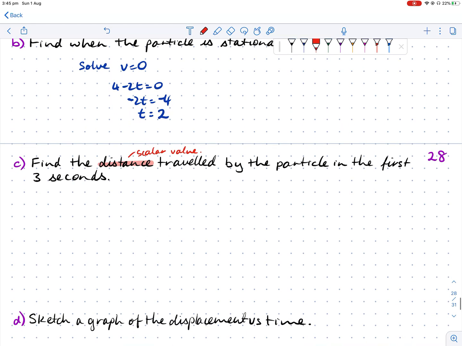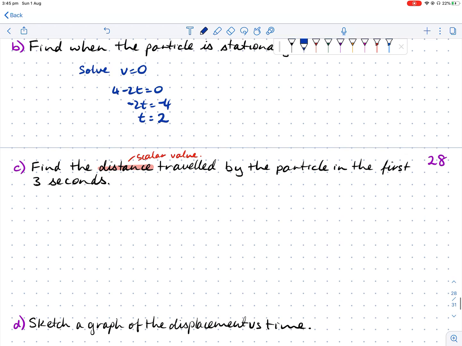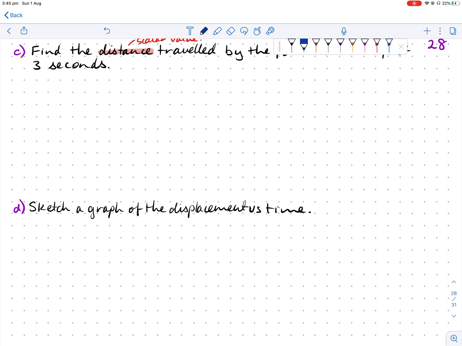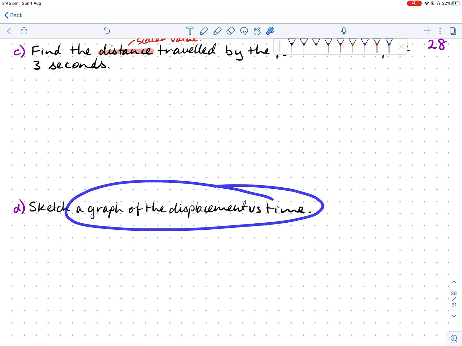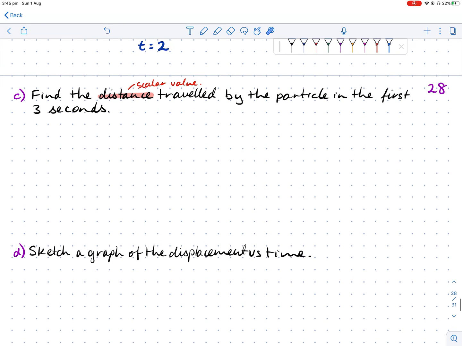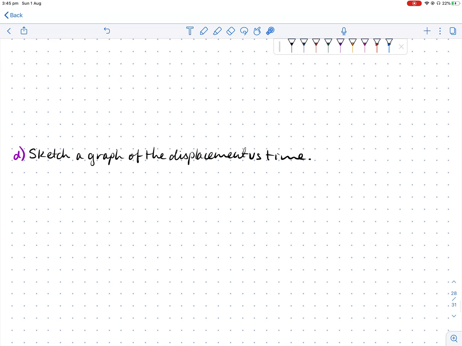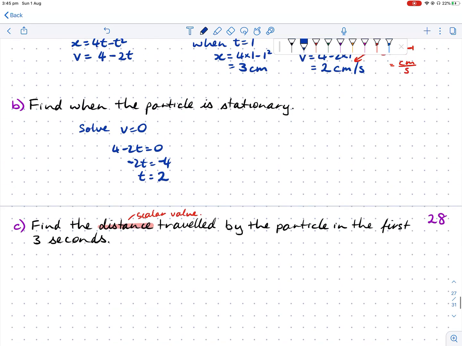Now this is really important because if we're looking at the first 3 seconds, remember we know this object stopped after 2 seconds and then it did something afterwards. Sometimes it actually helps if we did part D first. If we drew the graph, that can help us when working out this distance traveled. So I'm actually going to start with part D first.